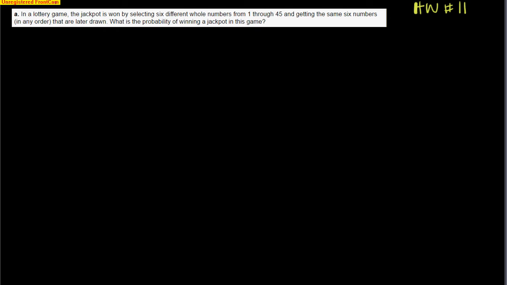In a lottery game, the jackpot is won by selecting 6 different numbers from 1 through 45. So we just get those numbers to choose from, not all the way up through 99 or whatever. And the question is, what is the probability of winning the jackpot in this game? And we're also told that order does not matter. That's important in a minute.